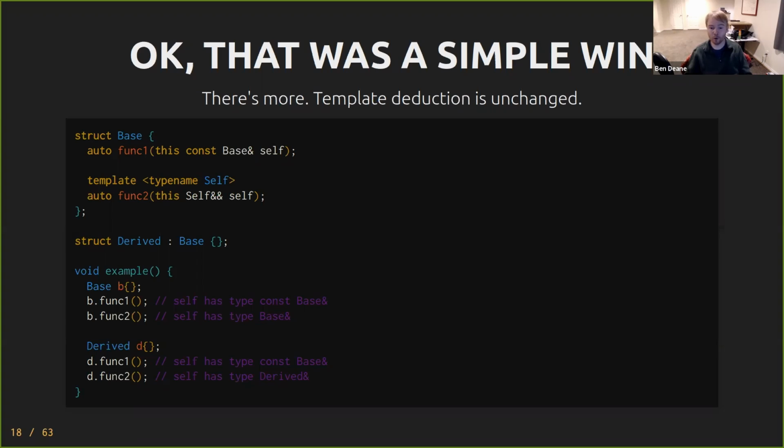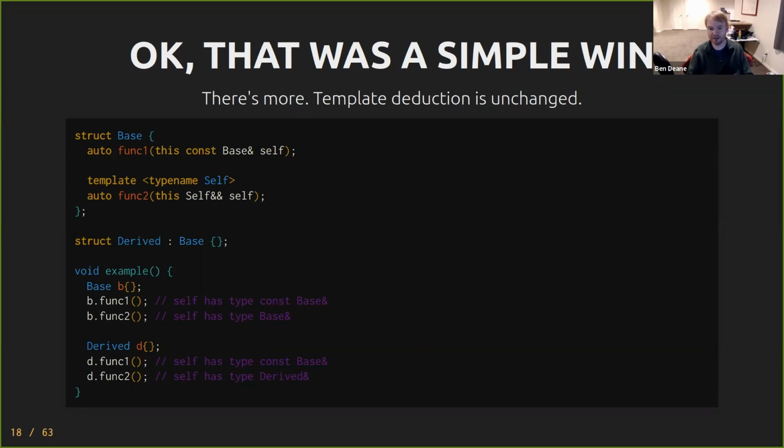So when you call func1 on a Derived, you're not deducing, you're just writing this in the new syntax, right? So you're going to get self is a const Base ref. But when you call func2 on a Derived thing, it will deduce the static type that's most derived, because D is a Derived, self will be a Derived ref. And so you get type Derived ref, mutable Derived ref, right? And this is exactly what you do if these were free functions. It's exactly the same.